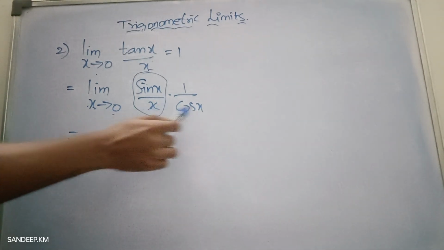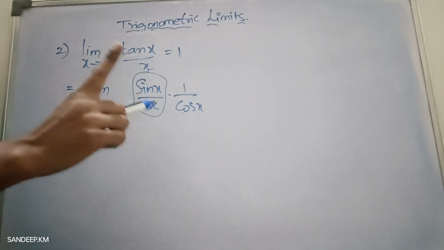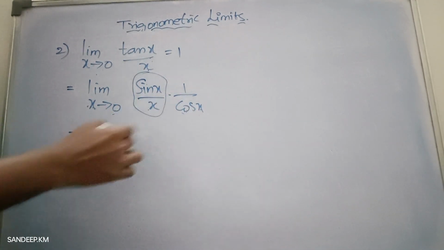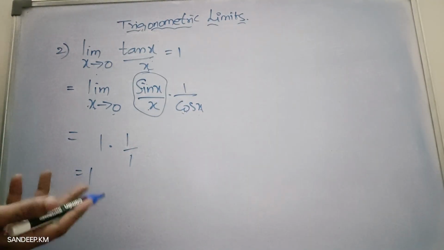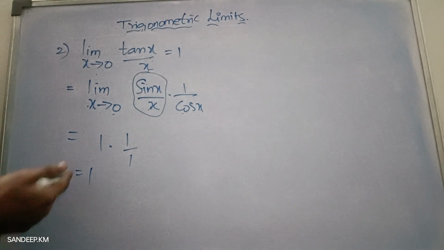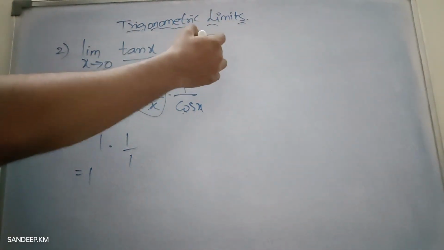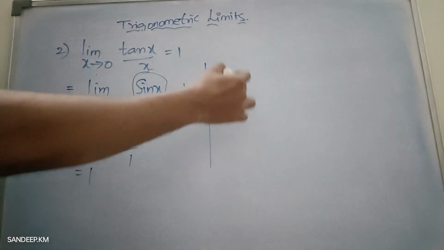You can substitute x value as 0 here. Cos 0 is 1, correct or not? So 1 by cos 1. The answer is 1. You can also prove it like this. Is it easy or not? And at the same time, you can also use L'Hospital's rule.